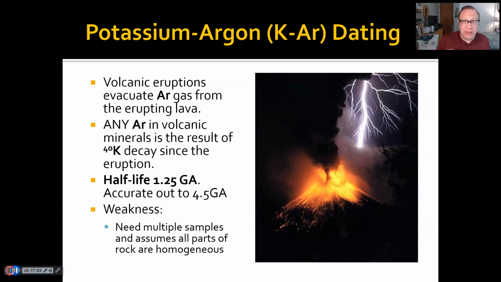Now, potassium-40 has a half-life of 1.25 giga-annum, that's billions of years, 1.25 billion years, and it's accurate out to 4.5 billion years, which gives us a tool we can use for the entire history of the Earth, which is great. The weakness is its margins of error are pretty significant, so you're not going to be getting down to decades with this. But for older dates, that's less important. You also need multiple samples, and it assumes that the distribution of potassium in the sample is homogeneous, that it's not more abundant in one spot than another, which is usually correct, but you need to confirm it.